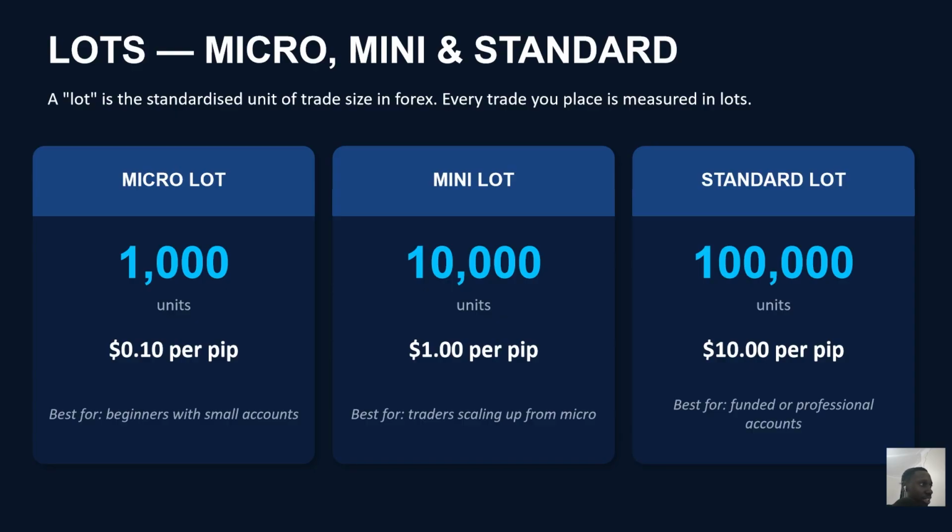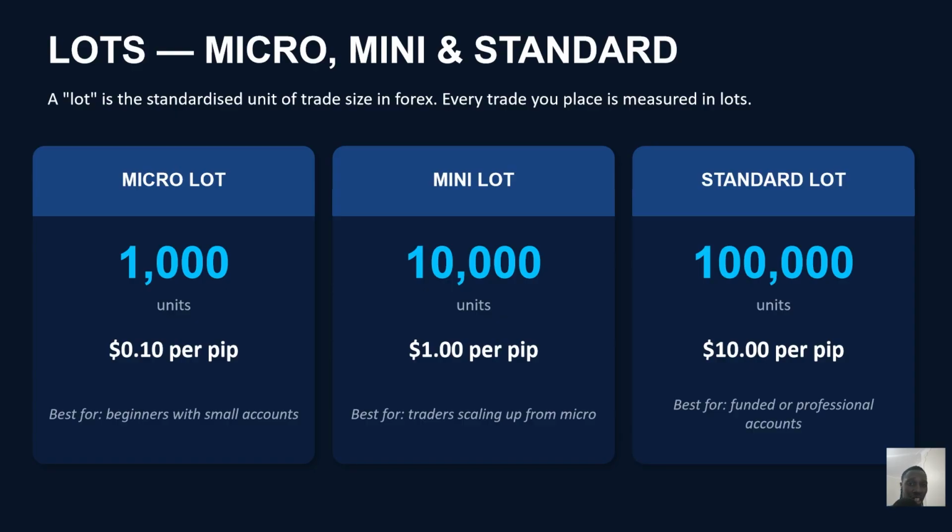Mini lot, 10,000 units, $1 per pip. Best for traders scaling up from micros, intermediate traders who are starting out in trading. So maybe 0.1, 0.2, 0.3. A standard lot is 100,000 units, $10 per pip. Best for funded or professional accounts.